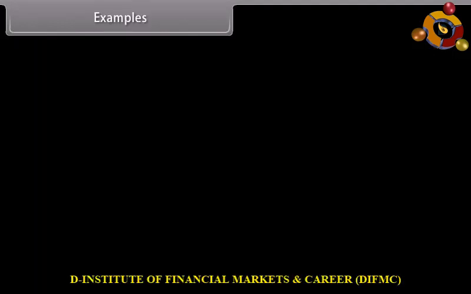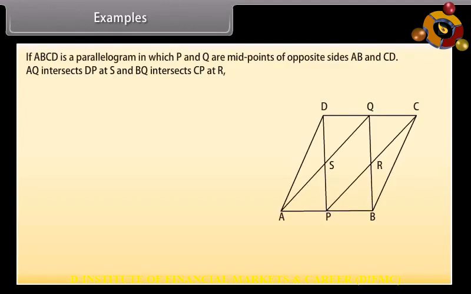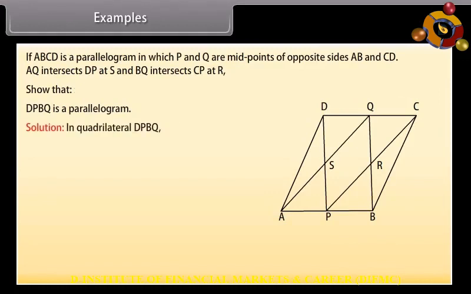Examples. If ABCD is a parallelogram in which P and Q are midpoints of opposite sides AB and CD, AQ intersects DP at S and BQ intersects CP at R, show that DPBQ is a parallelogram. Solution. In quadrilateral DPBQ, DQ is parallel to PB since DC is parallel to AB.